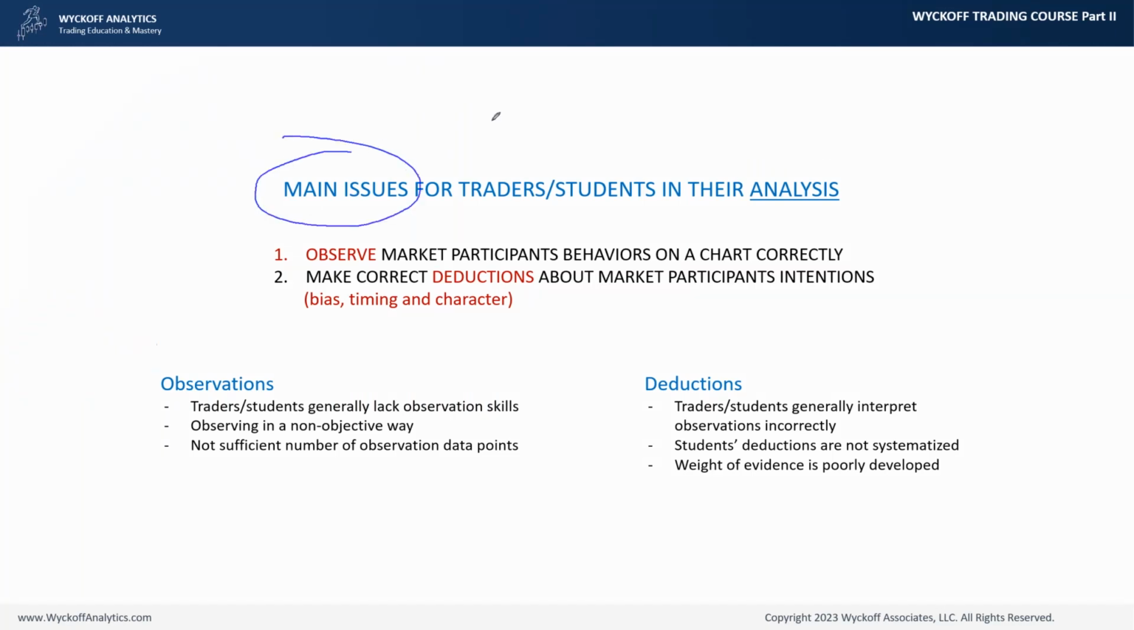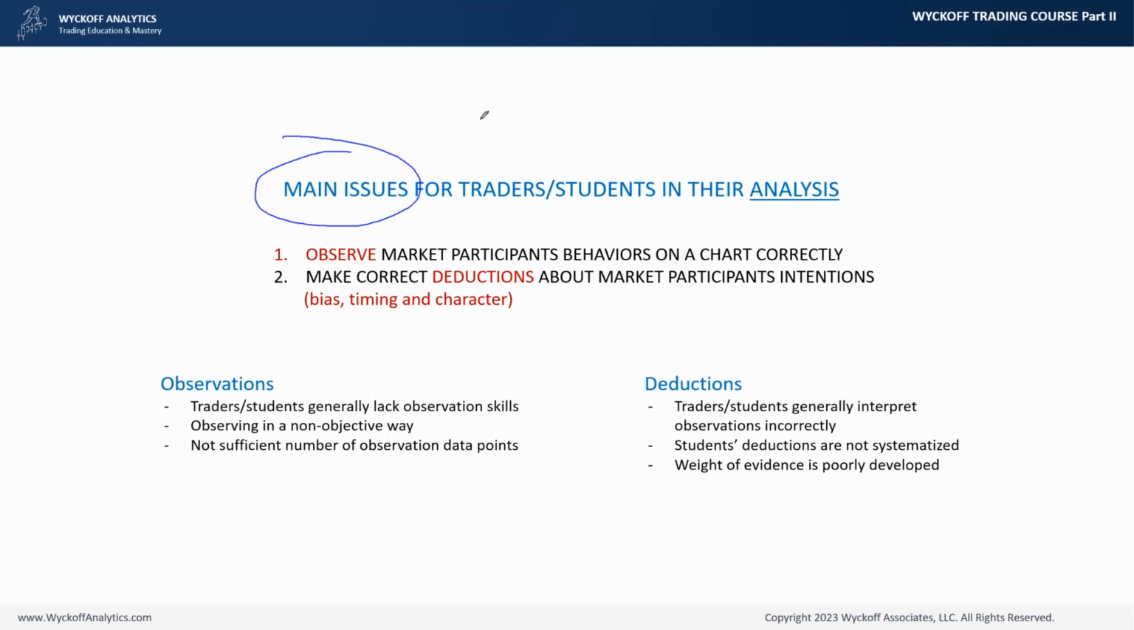let's talk about the main issues for trader students in their analysis. I see two big issues, and it's based on, what is it now, 12 years of teaching this material. This is going to be, I was trying to count, I think cycle 37 for me that I'm teaching this material, WTC1, WTC2. So I've been around. I've seen a lot of students. I've seen a lot of traders. I've talked to a lot of students. I've talked to a lot of traders.